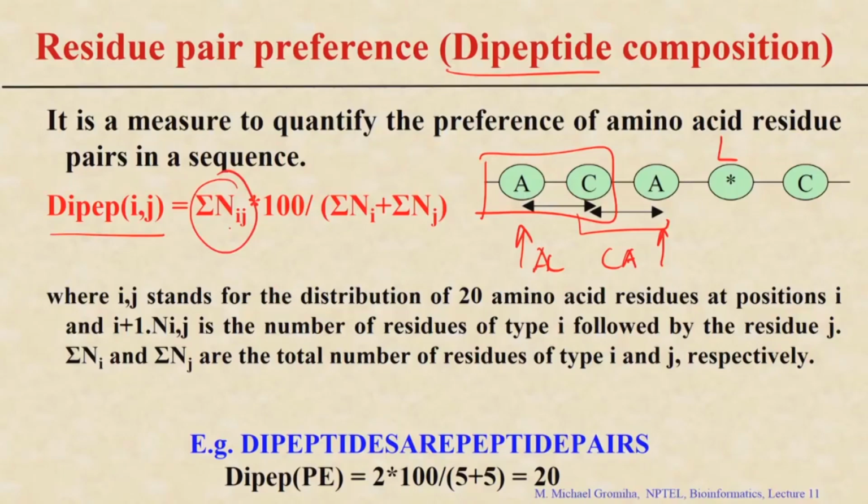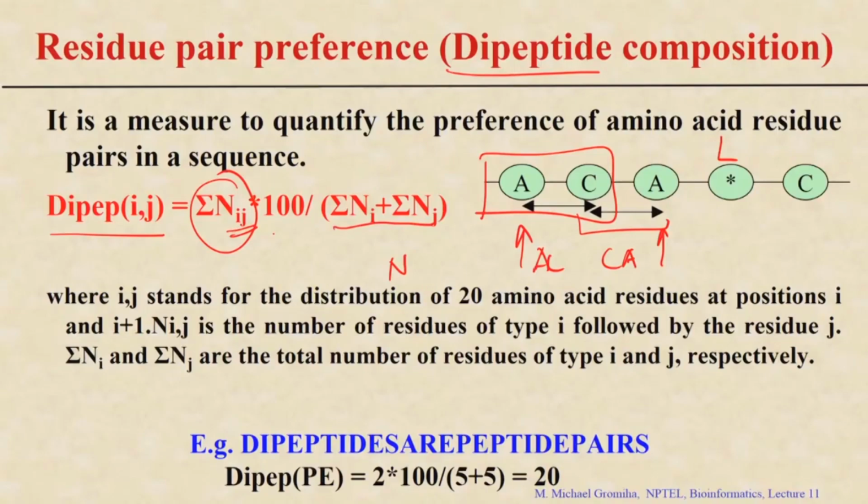the number of times residue i comes next to j, where i and j are the distribution of the 20 residues, and to get the percentage you get 100, right, but you can normalize with different factors. Either you can normalize with n as we did in the case of composition. Here I normalize with Ni plus Nj, that means totally how many residues are involved in this i and j.